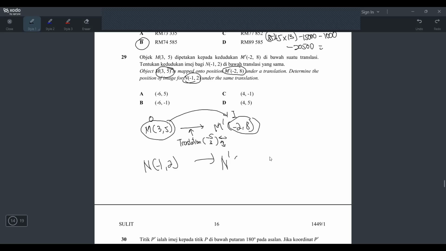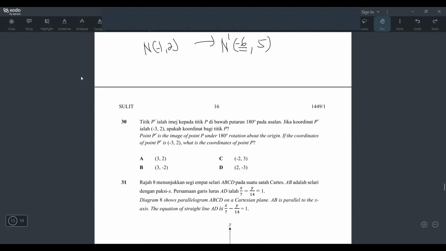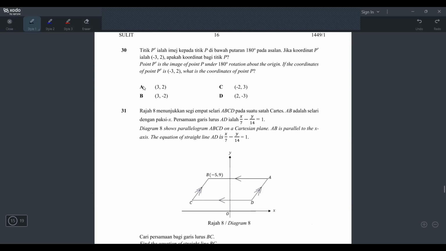Now you can find the image for N. So imagine your object now is negative 1, 2, and you want to do translation negative 5, 3. It means you have to take this point, gerak ke kiri 5 kotak, and then naik 3 kotak. Ataupun you can do it fast, straight away take negative 1 plus nombor atas, tulis sini. So what is negative 1 plus negative 5? Negative 1 minus 5, so negative 6. And then 2 plus 3, 5. So the answer is C. Right? That's all.